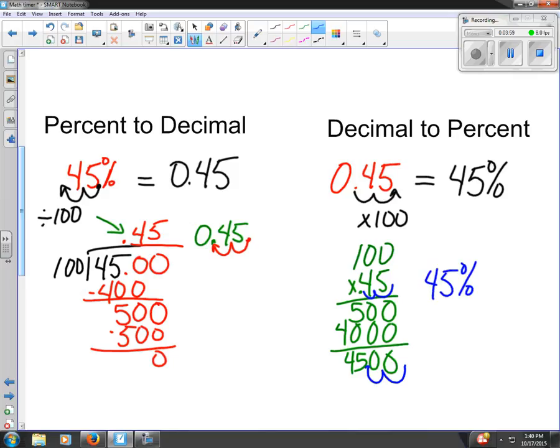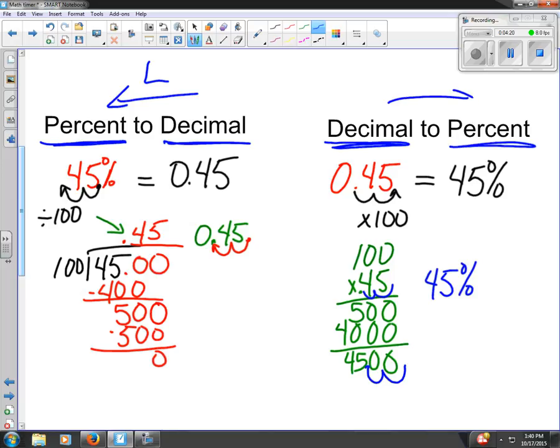When you multiply by 100, the decimal point gets moved to the right, and when you divide by 100, the decimal point gets moved to the left. That's always true for everything. So if you want to go from percent to a decimal, you move the decimal point to the left. If you want to go from a decimal to a percent, you move the decimal point to the right. 2 spaces, just 2 spaces. And it helps to remember 2 spaces because there are 2 zeros here. 2 zeros, 2 spaces. That's to go from percents to decimals and decimals to percents.